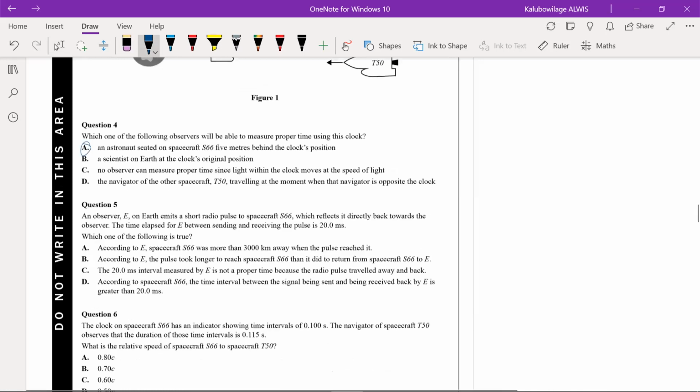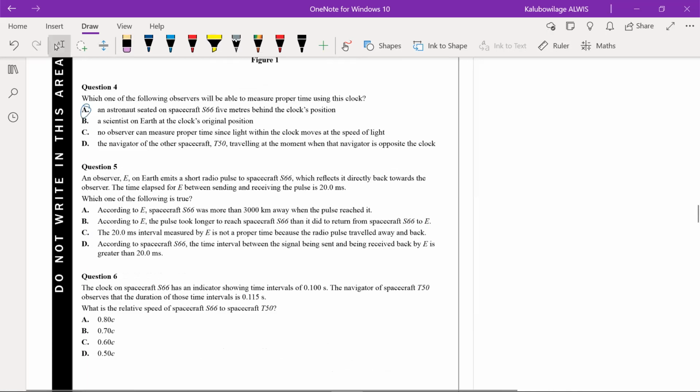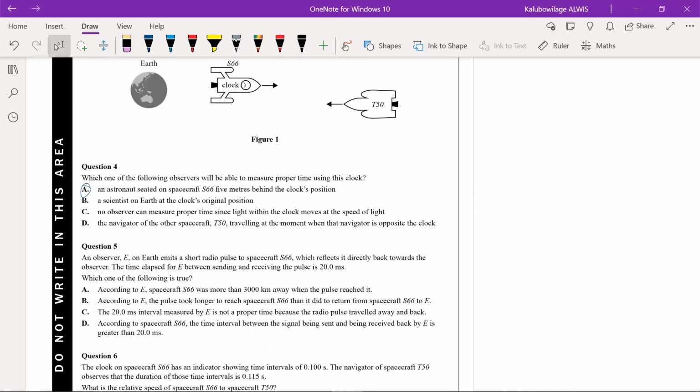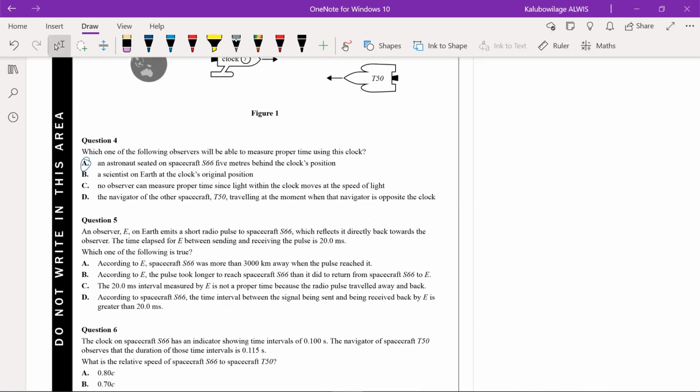Observer E on Earth emits a short radio pulse toward spacecraft S66, which reflects it directly back to the observer. The time lapse for E between sending and receiving the pulse is 20 milliseconds. According to E, spacecraft S66 is more than 3,000 kilometers away when the pulse reached it.